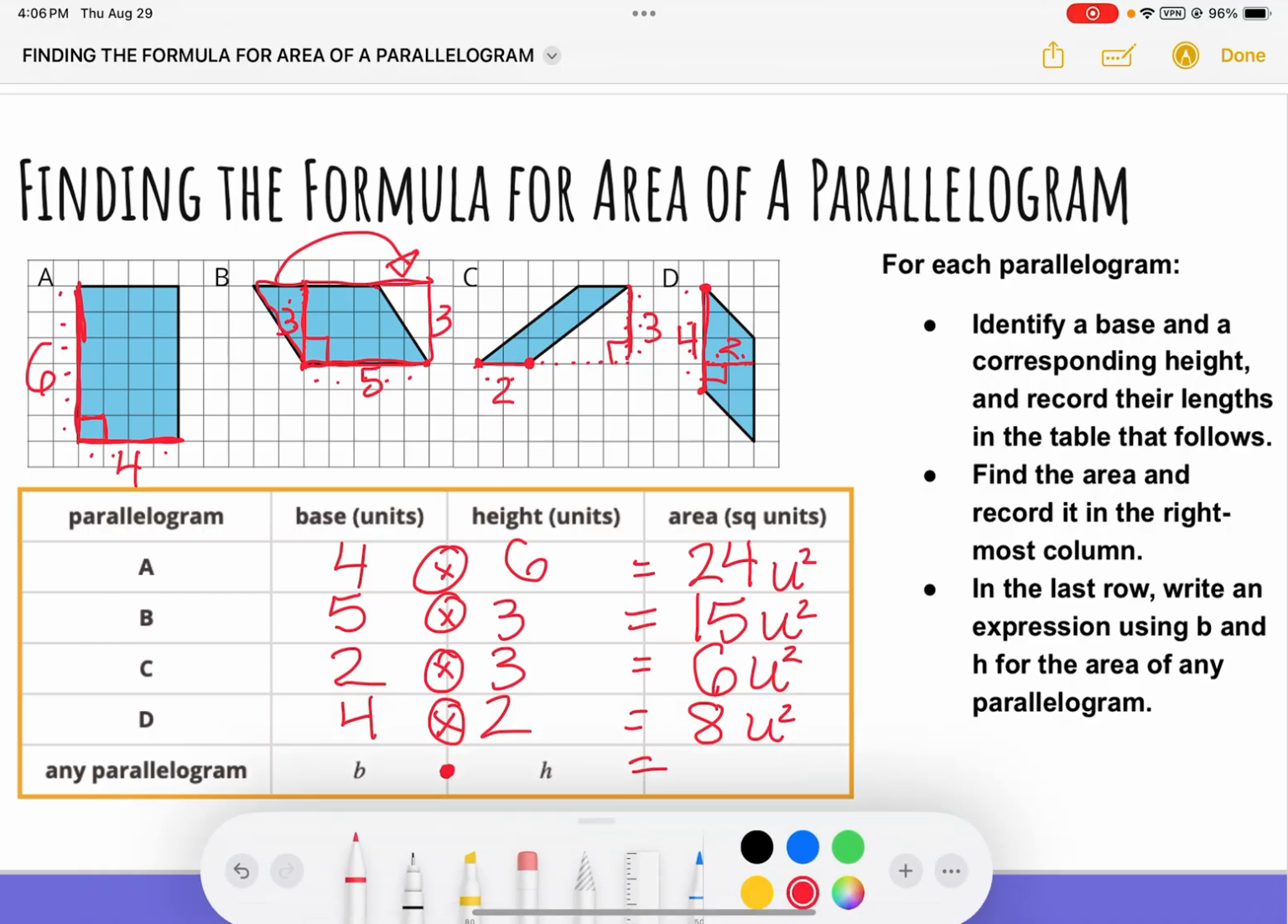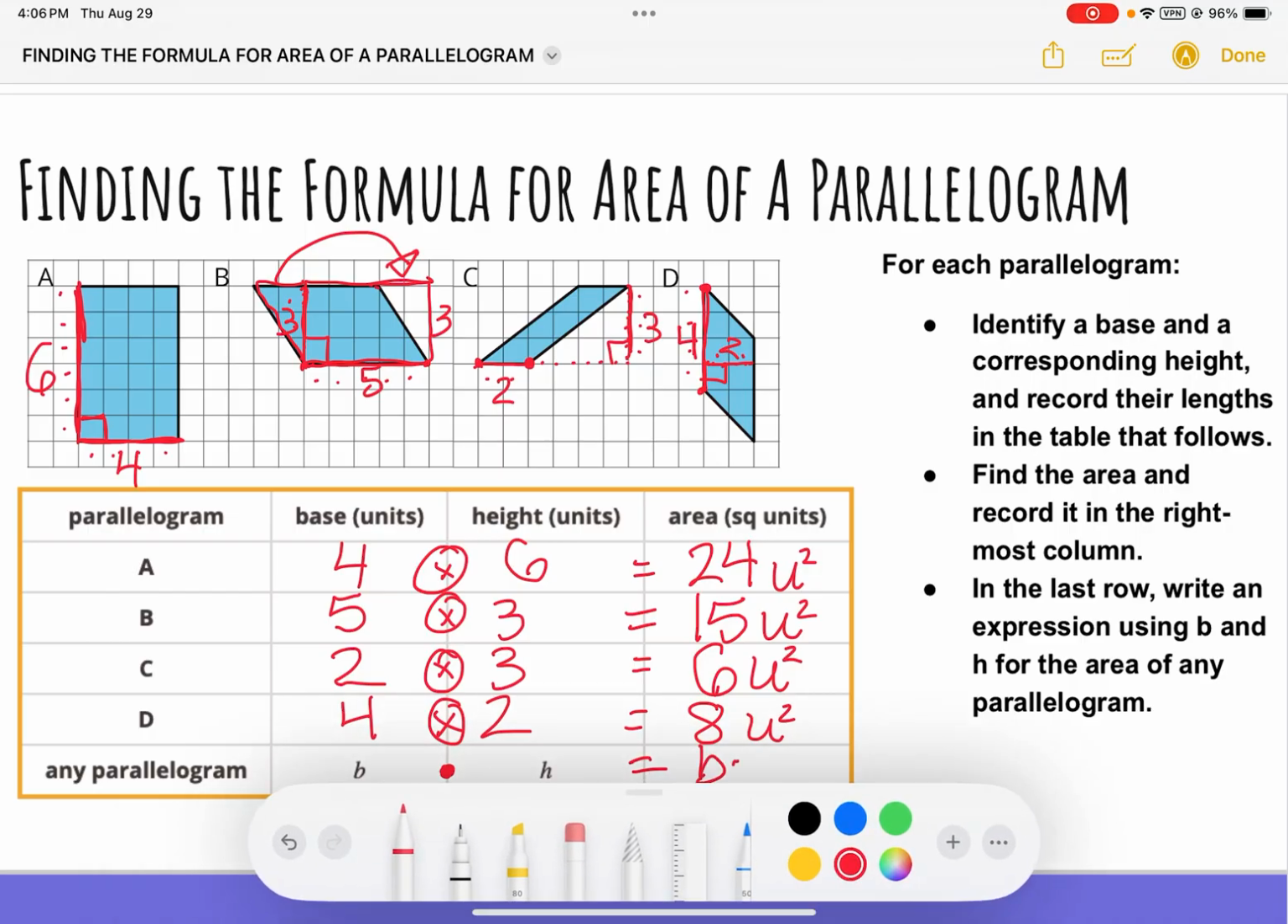So I could write the area as B times H, which you could also write in math as BH. If you write the 2 letters right next to each other, that means you multiply them. If I put XY, that means X times Y. BH means B base times H height. So you could write it either way, but that is how you would write an expression for that one.